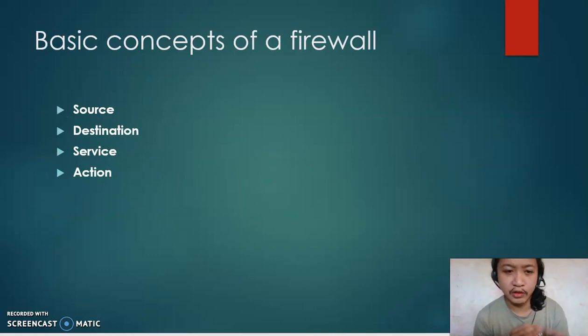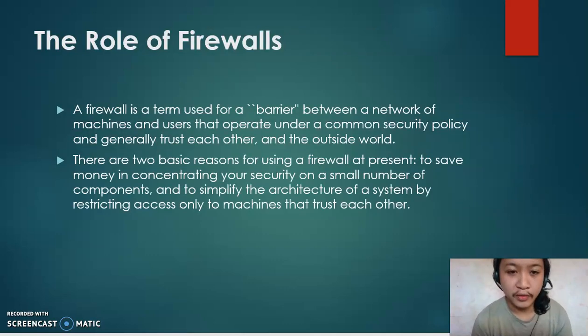Basic concepts of firewall: source, destination, service, and action. These are basically the roles of firewalls. A firewall is a term for a barrier between network machines and users that operate under a common security policy and generate trust in each other and the outside world. There are two basic reasons for using a firewall at present: to save money by concentrating your security on a small number of components, and to simplify the architecture of a system by restricting access to machines that trust each other.